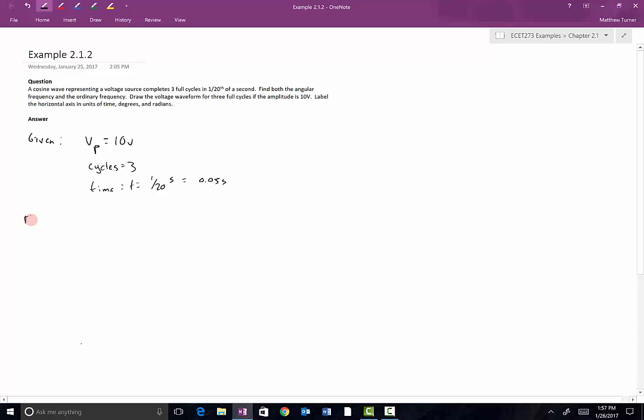We are asked to find the angular frequency, omega, the ordinary frequency, which is given the symbol F, and a sketch.